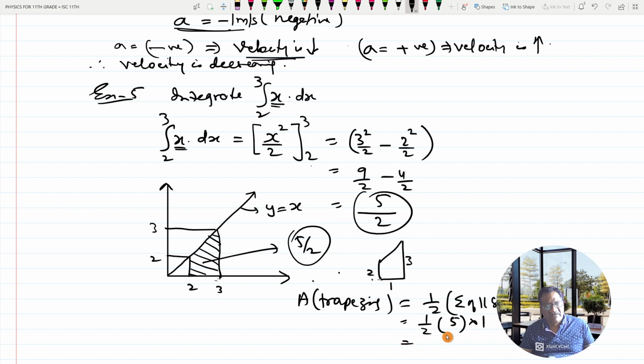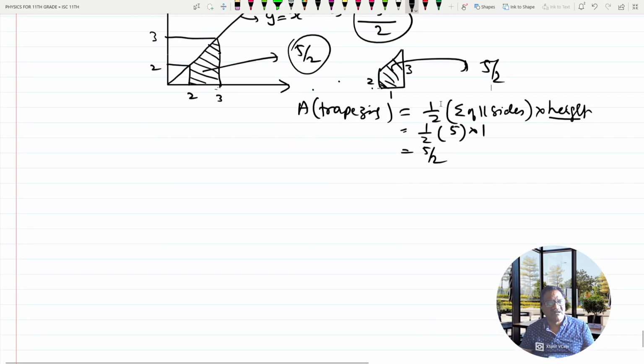If you work this out, you will get 5 by 2. So the area of this trapezium, if you do it by geometry, you get 5 by 2. If you do it by calculus, that is definite integration, you get again 5 by 2. So this is how you should understand the numericals.